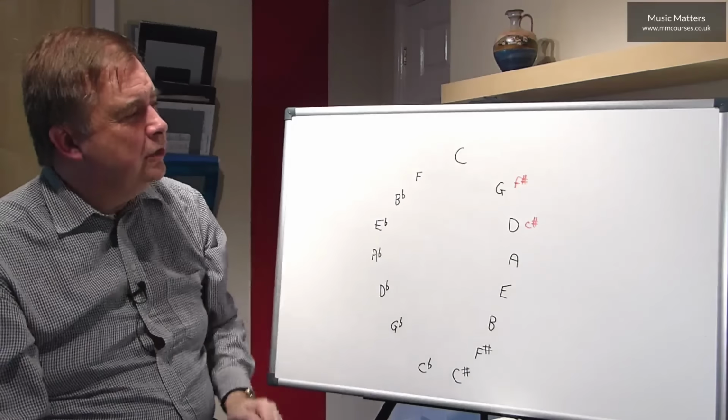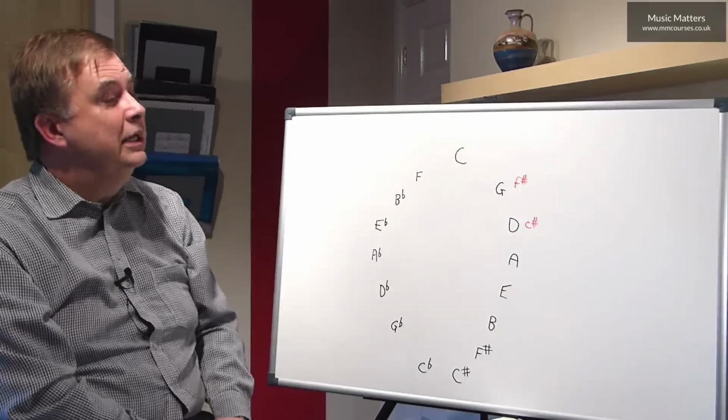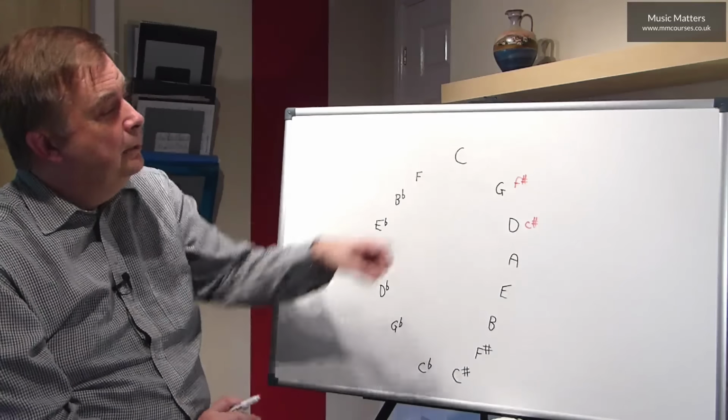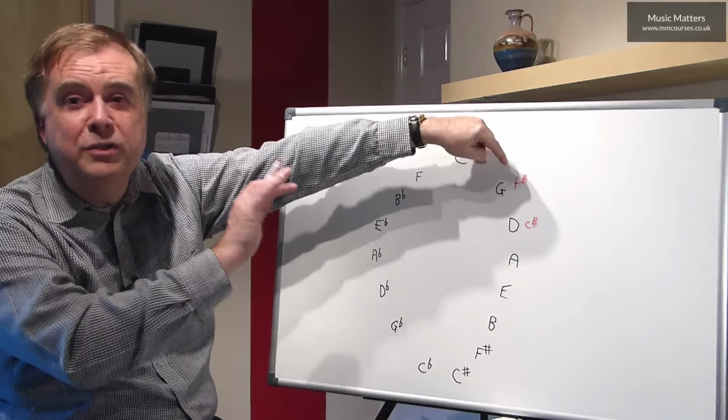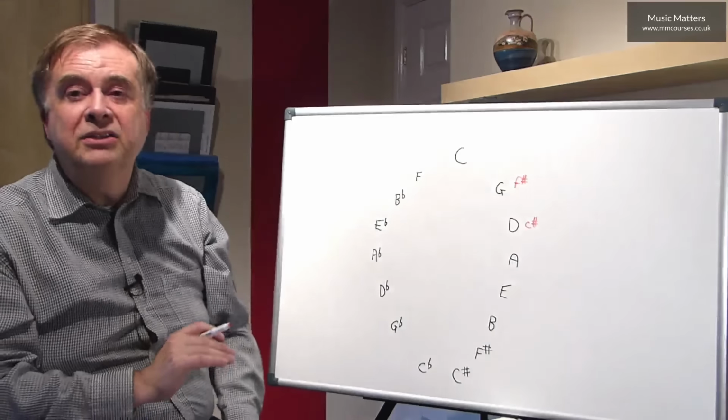And where this is also very useful is if you have to write a key signature, it tells you that you must put the sharps and the flats in the right order. Because F sharp is the first sharp, we always put that one first in a key signature, and we always put C sharp as the second one.